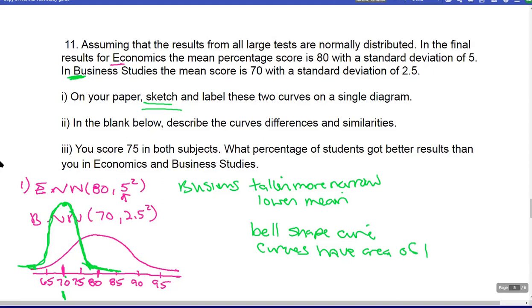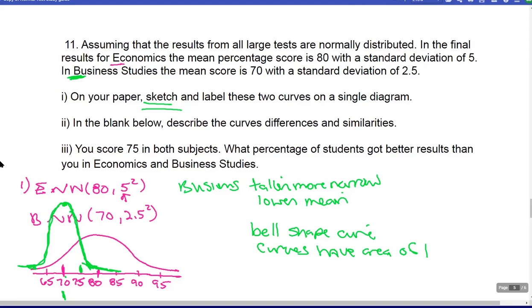And see, then it says here, if you scored a 75 in both subjects, what percent of the students got better results? How do we figure that out? If I got a 75 in business, do you see how much is going to be above me? Not a lot, right?